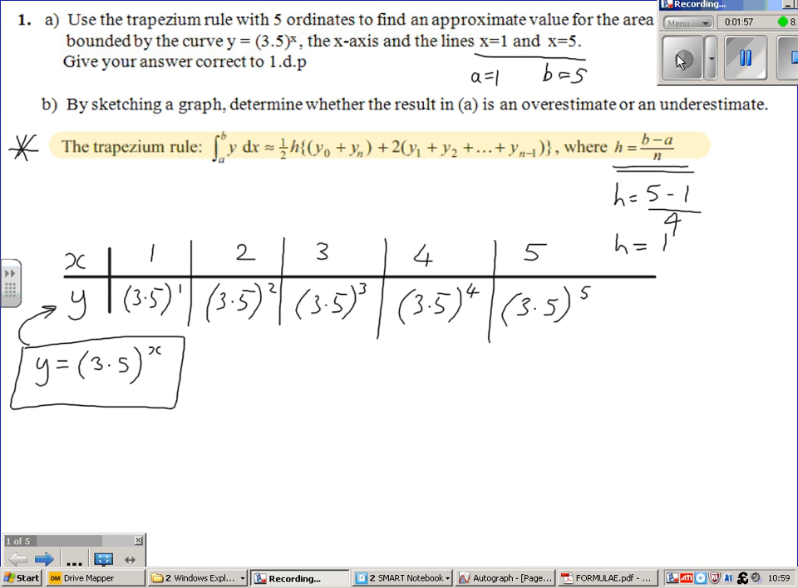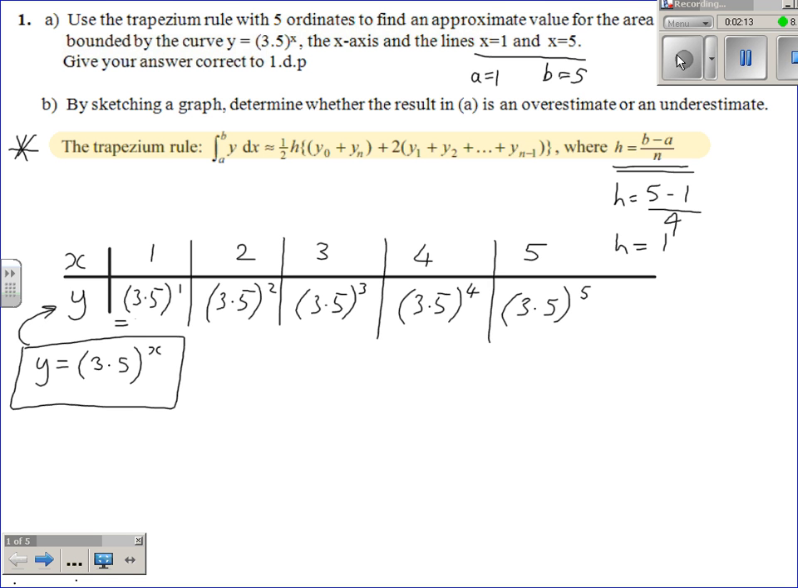Okay? You need to work all these out on your calculator. Now when you do it, remember you need to give your final answer to one decimal place. So don't at this stage round to one decimal place. You need to round to more than that. I'd keep it to 3 or 4 decimal places, so that at the end you don't have any rounding errors. So 3.5 to the power 1 obviously is 3.5.